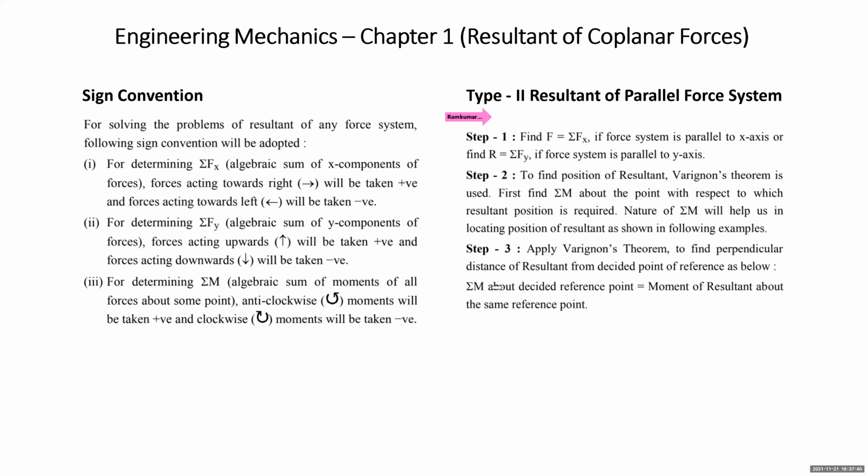Based on that, we position the resultant in such a way that the nature of sigma M and the nature of moment of the resultant about the designated point will be the same. Because when we apply Varignon's theorem, sigma M and moment of resultant about that point should be the same. So using Varignon's theorem, sigma M about O, sigma Mo, is equal to moment of resultant about O. So you get the perpendicular distance of the resultant from the reference point. All right, now we are ready to start with the problems, so things will become all the more clear about the theory we have learned.